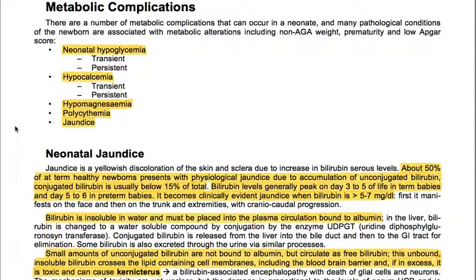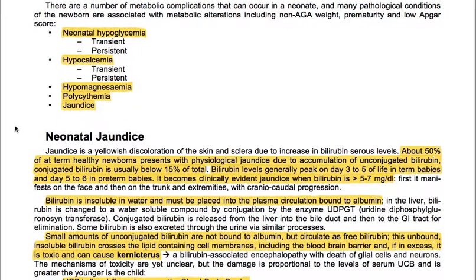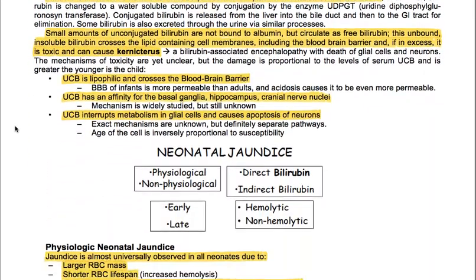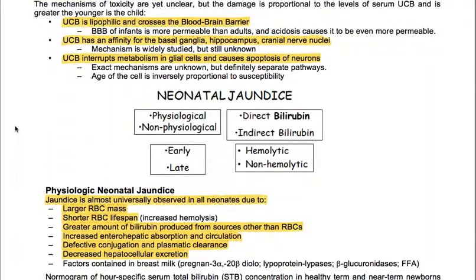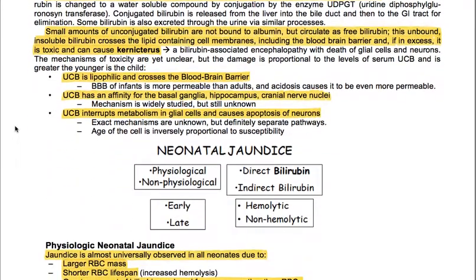This unbound insoluble bilirubin crosses the lipid-containing cell membranes, including the blood-brain barrier, and if in excess, it is toxic and can cause kernicterus, which is a bilirubin-associated encephalopathy with death of glial cells and neurons. The mechanisms of toxicity are yet unclear, but the damage is proportional to the levels of serum unconjugated bilirubin, and is greater the younger the child is. Unconjugated bilirubin is lipophilic and crosses the blood-brain barrier. The blood-brain barrier of infants is more permeable than adults, and acidosis causes it to be even more permeable.